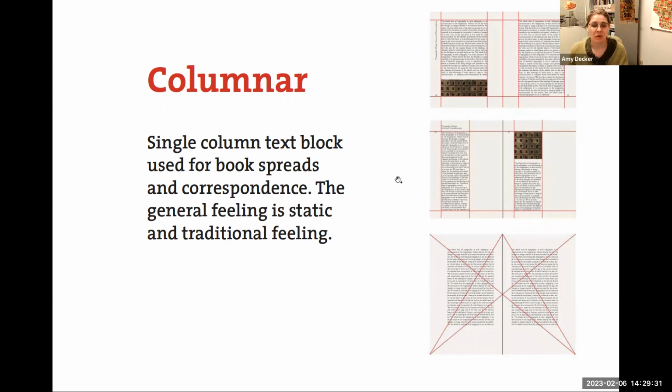So a single column grid of text blocks used for book spreads and correspondence. This is like the earliest manuscripts that were designed, all designed as a single column text block grid. And that's all of the original books, the Bibles that they were designing and printing. It's very static, it's very traditional.